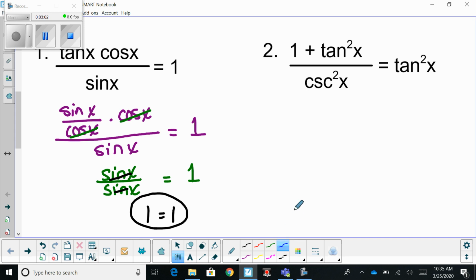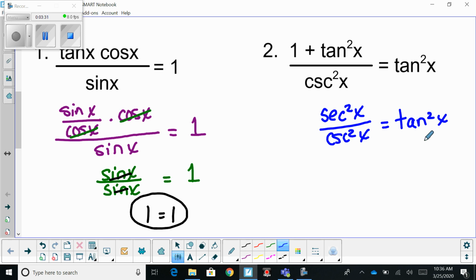Again, the two hints: switch to sines and cosines, or if you see pluses or minuses, think about your Pythagorean identities. So over here on number 2, I see 1 plus tangent squared. Anytime I see a plus or a minus, I'm thinking Pythagorean identities. And I know 1 plus tangent squared equals secant squared. So I'm going to rewrite that as secant squared x over cosecant squared x equals tangent squared x.